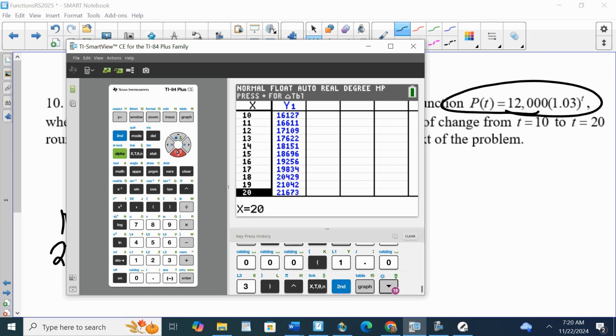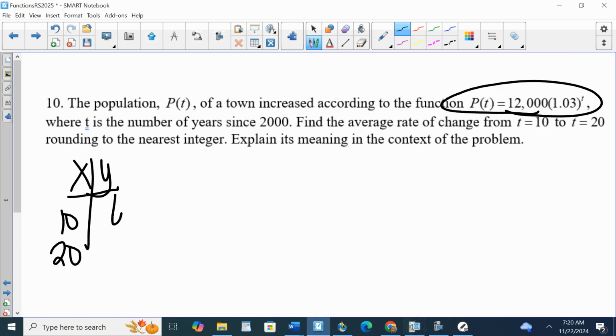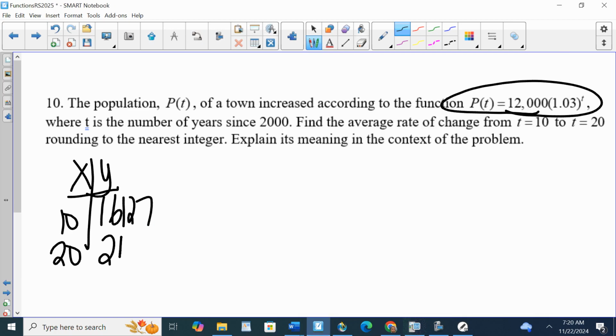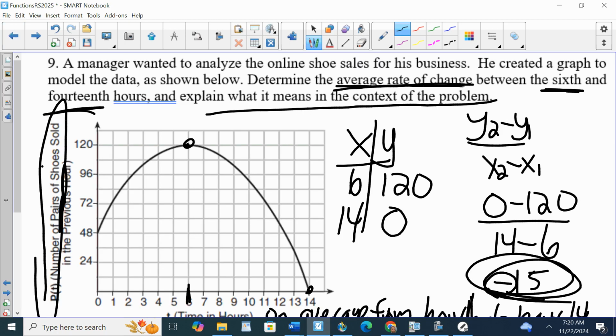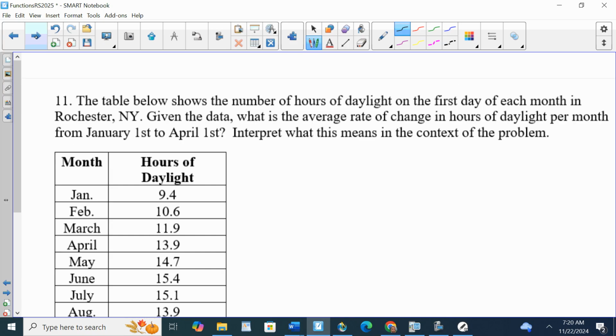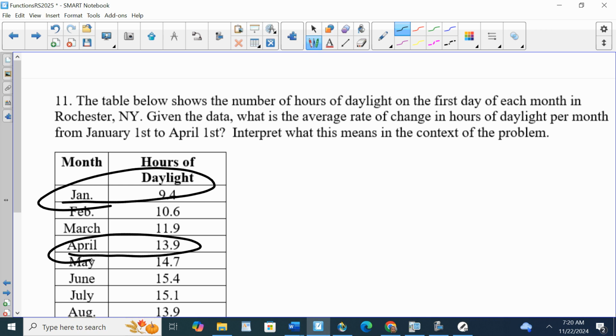10 is 16,127. And 20 is 21,673. And then from there, it's the same thing. So if they give me a graph, pull the values from the graph. If they give you an equation, type it into y equals and pull the values from the table. And if they gave you a table, well, great. Your values are right there in front of your face.